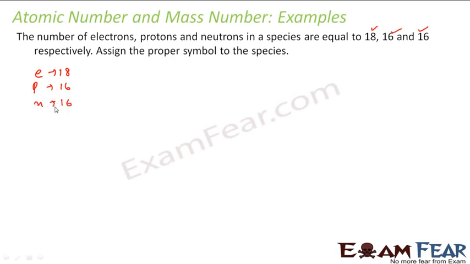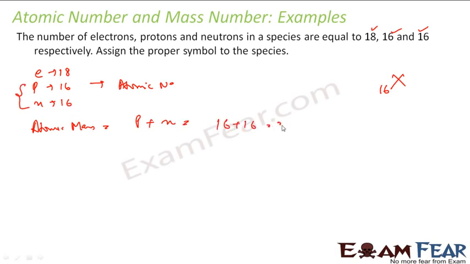We know the atomic number is what? Number of proton. This is my atomic number, right? So I have a species whose atomic number is 16, correct? Now what is atomic mass? Atomic mass is nothing but proton plus neutron, these two guys, that is 16 plus 16, that is 32. So this guy is 32.